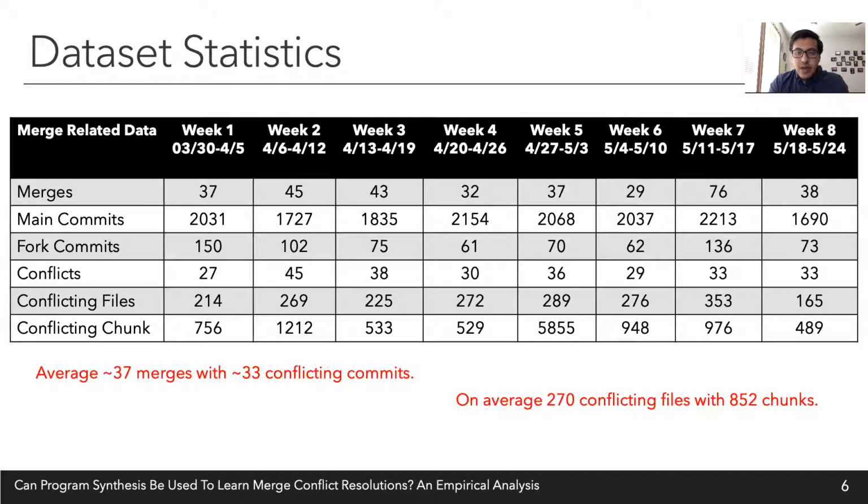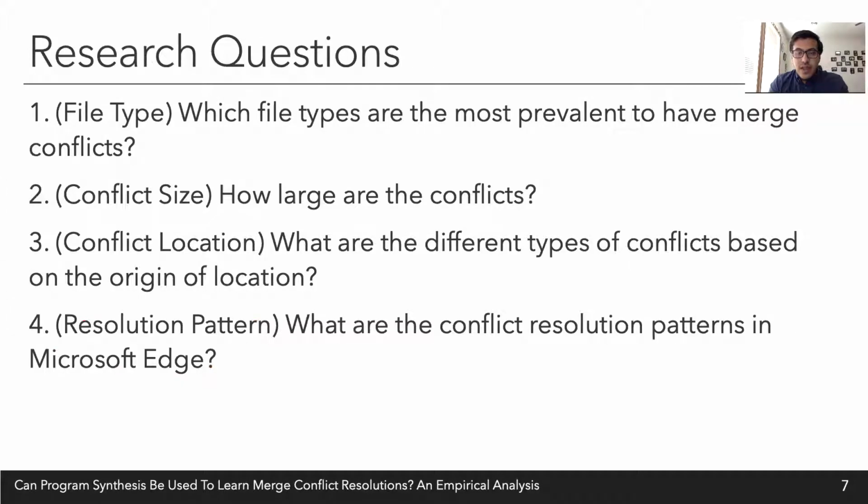This table summarizes the dataset. In Microsoft Edge, on average, every week there are 37 merges, and out of that, 33 are conflicting merges with 270 conflicting files and 852 conflicting chunks. In this work, we have answered the following research questions to understand the common file types to have conflicts, the size of the conflict, the locations in the code where conflicts mostly happen, and the resolution patterns. In this presentation, we will focus on the size and the pattern-related research questions. For other research questions, please see our paper.